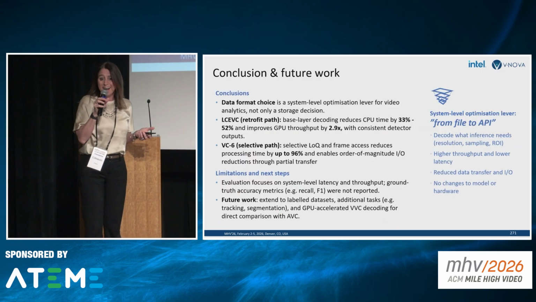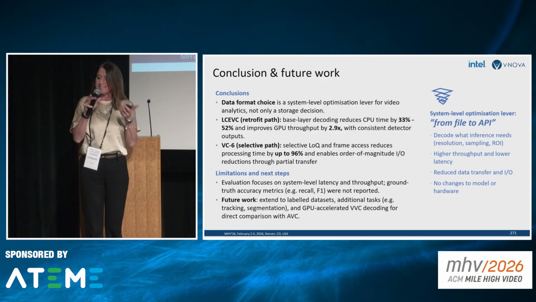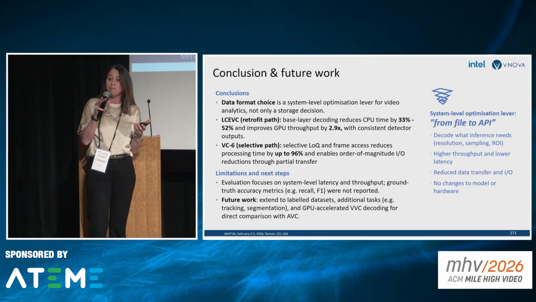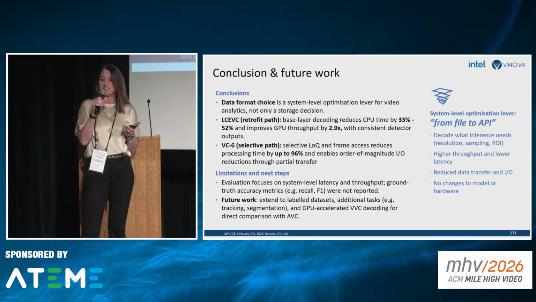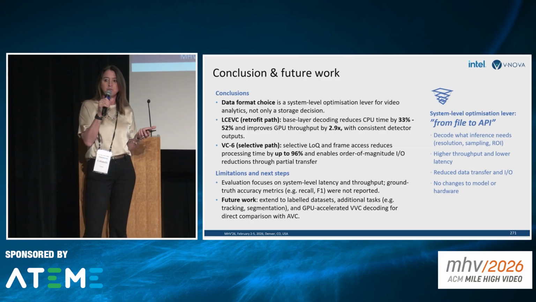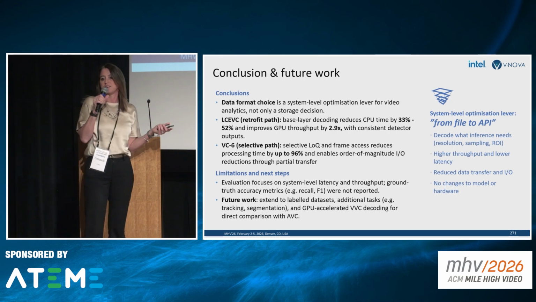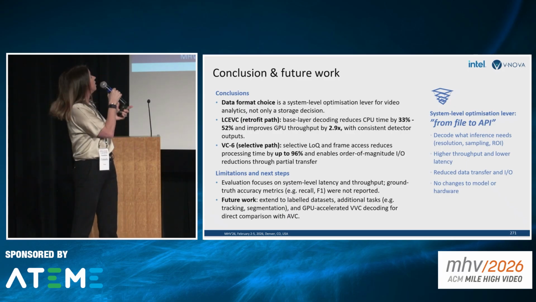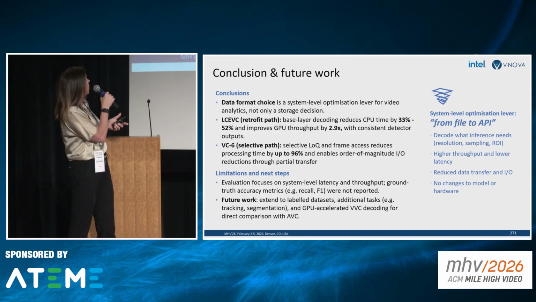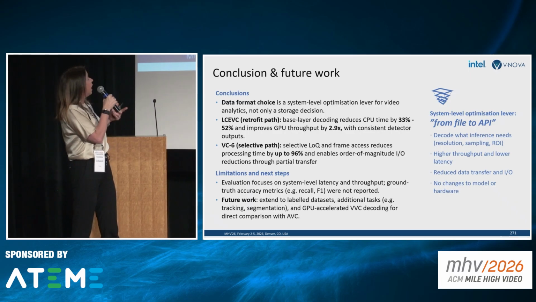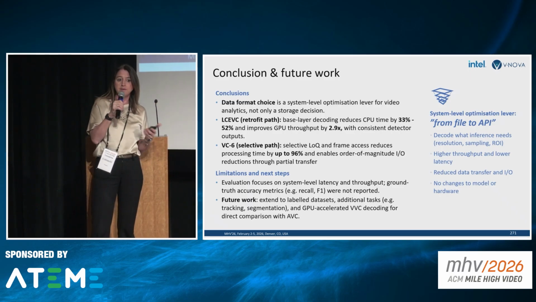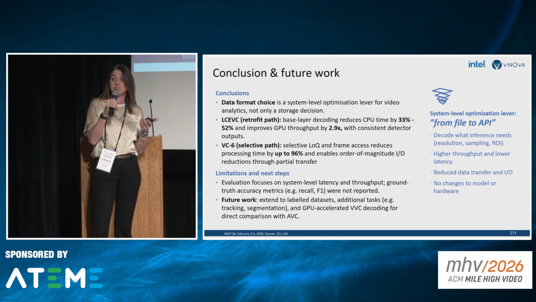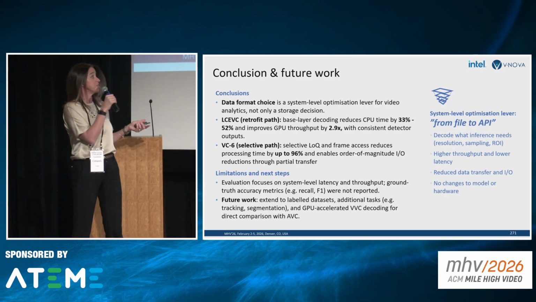So to conclude, what we want to bring to the attention is that the data format and the structure of your video is actually a complementary and important element that you should take into account when you are optimizing the efficiency of your visual AI models. We presented two different alternatives. LCVC is a retrofit path, and you can still achieve a pretty good savings in the order of 30 to 50% and 3x GPU throughput. And VC6, which is a full-fledged, fully hierarchical and queryable format, which can achieve order of magnitude savings compared to traditional codecs.